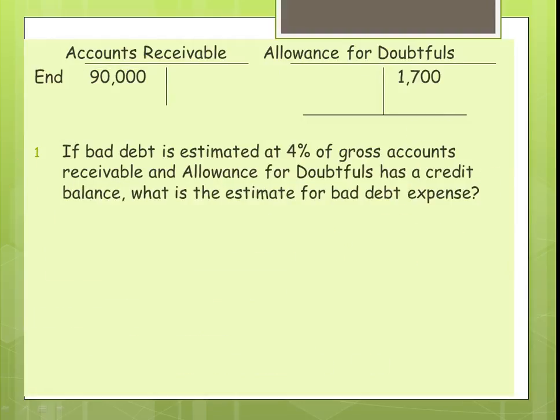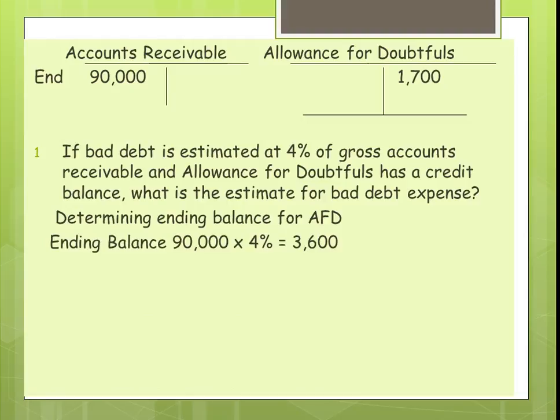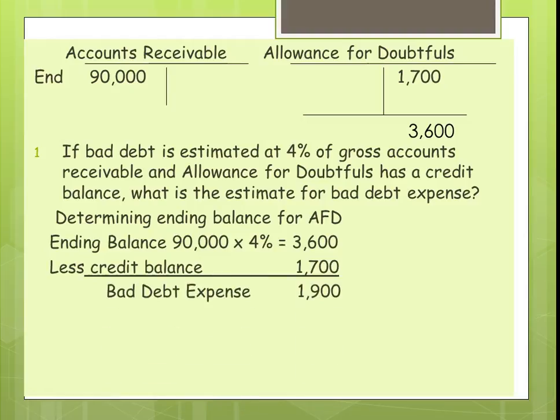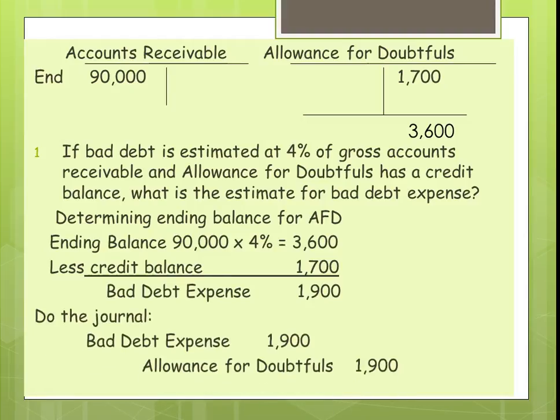Now, what happens if instead we currently have a credit balance in allowance for doubtfuls? Well, we're going to start with what our ending balance should be. Again, it should be 3600, but in this case, we have to subtract out the 1700 that's already there, and so our bad debt expense to get us up to 3600 is going to be 1900. So we're going to debit bad debt expense and credit allowance for doubtfuls, which gives us the 3600 that we desire.